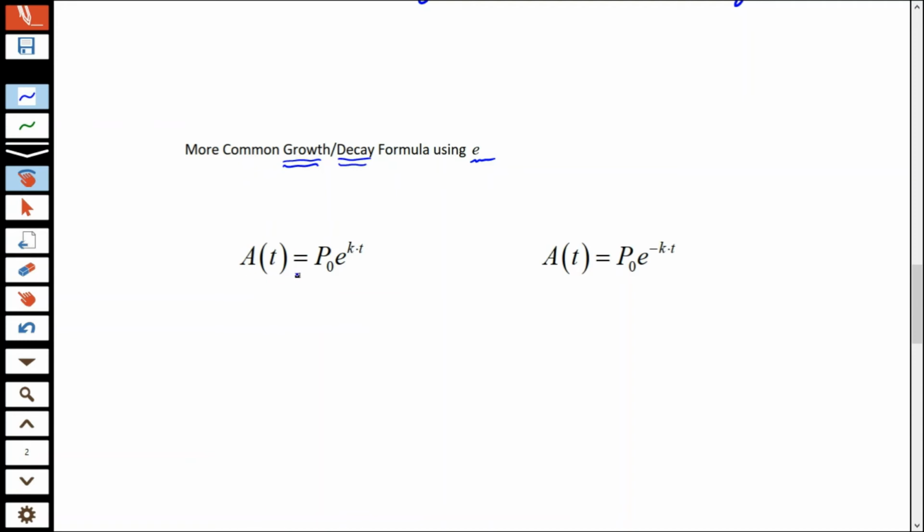Here we have the formula for growth. A of t, the amount at time t, is equal to p sub 0, our starting amount, e to the kt. This here is growth because your k is positive, right? k is greater than 0. This is called our growth constant.